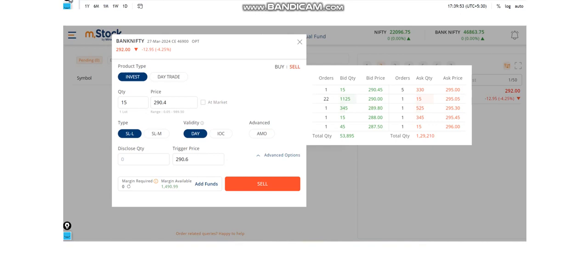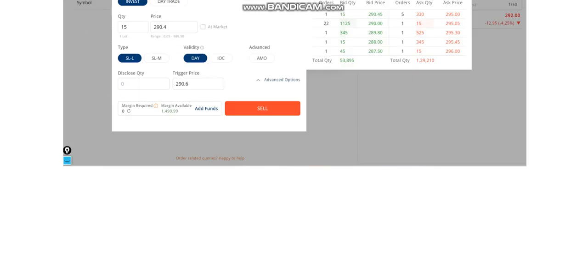Product type. The quantity is 15, the price is 290.4. The actual price is 292 here. The trigger price is the stop loss price. If the price drops to 290.4, I will exit this trade. The trigger price is 290.6, so anywhere between 290.6 and 290.4, I will exit this trade. So I have set this stop loss like this.